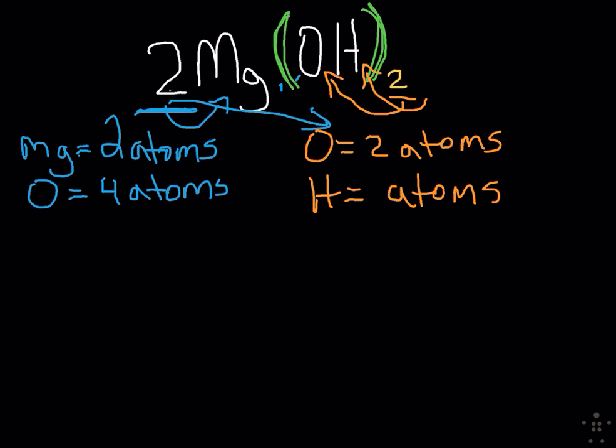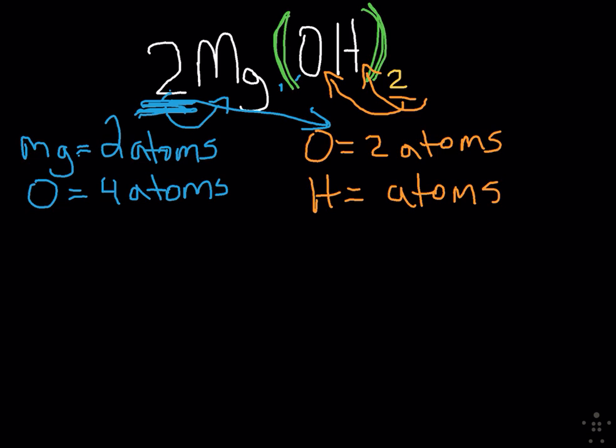Again, I will show you how I got that. I took the big coefficient, and I multiplied it times the number of oxygen atoms I had. I already found out the number of oxygen atoms using the little subscript, and I applied it to those in the parentheses. So 2 times 2 is 4 atoms. I'm going to do the exact same thing for hydrogen.